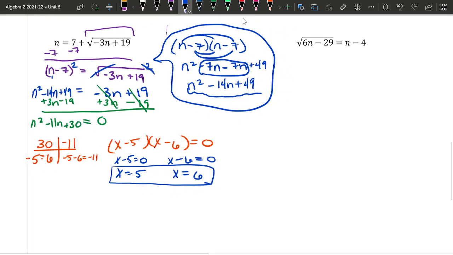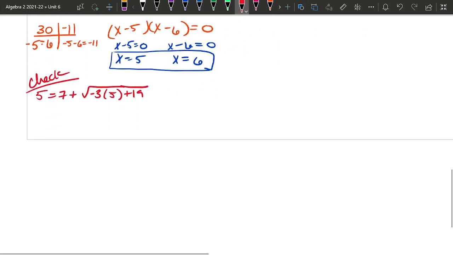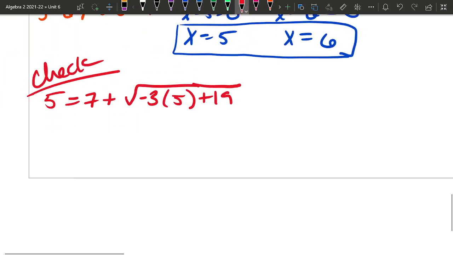So to check, I use the original problem. I'm checking here with this. So check. I'm going to check 5. So 5 equals 7 plus the square root of negative 3 times 5 plus 19. All right, so I'm checking that. I start with the radical.